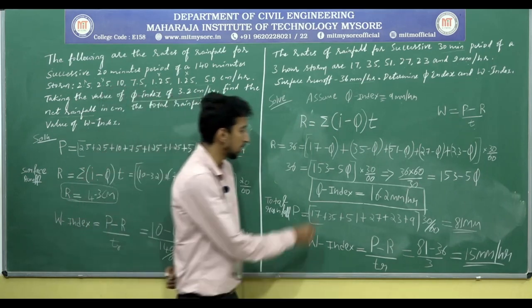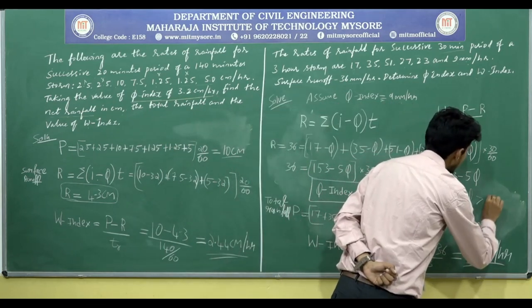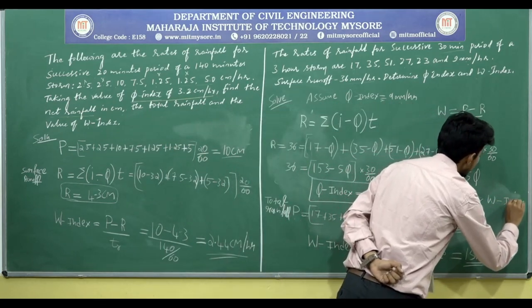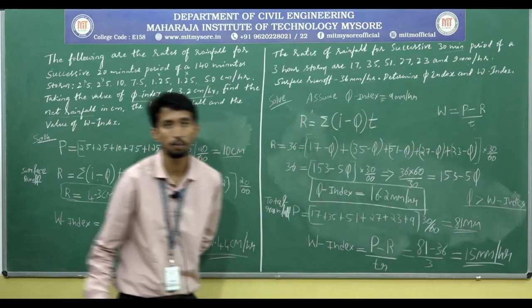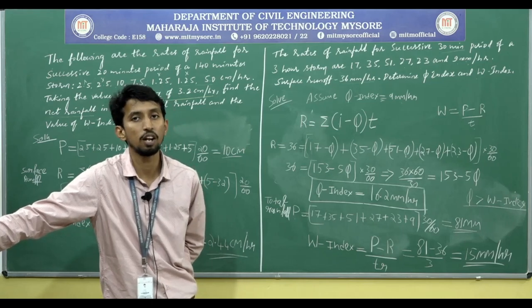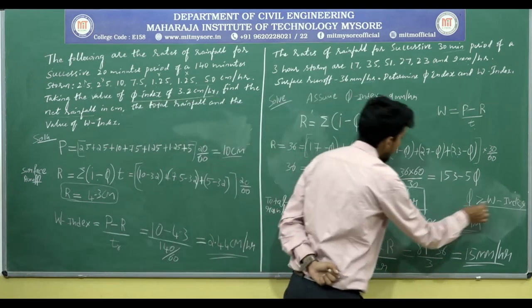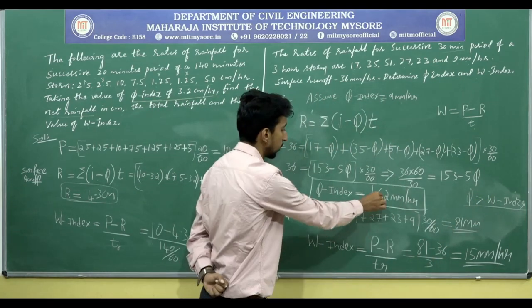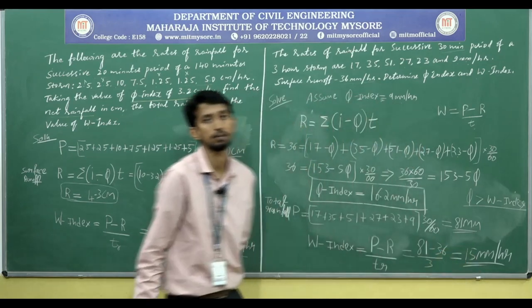Here also we can say that usually the phi index value is more than the W index. If the rainfall is uniform, phi index value will be equal to W index. If the rainfall is heterogeneous or non-uniform, phi index value is more than W index. Here the phi index value is 16.2 and the W index value is 15 mm per hour.